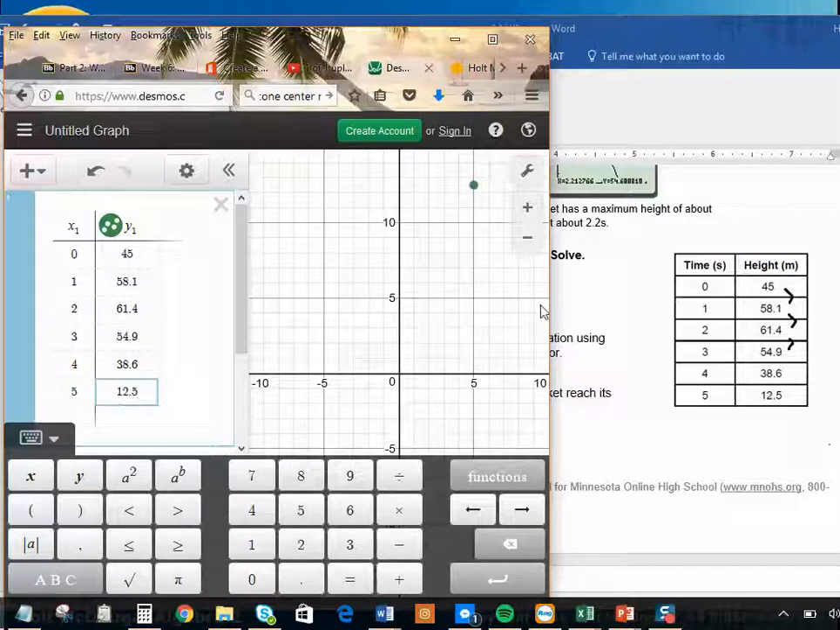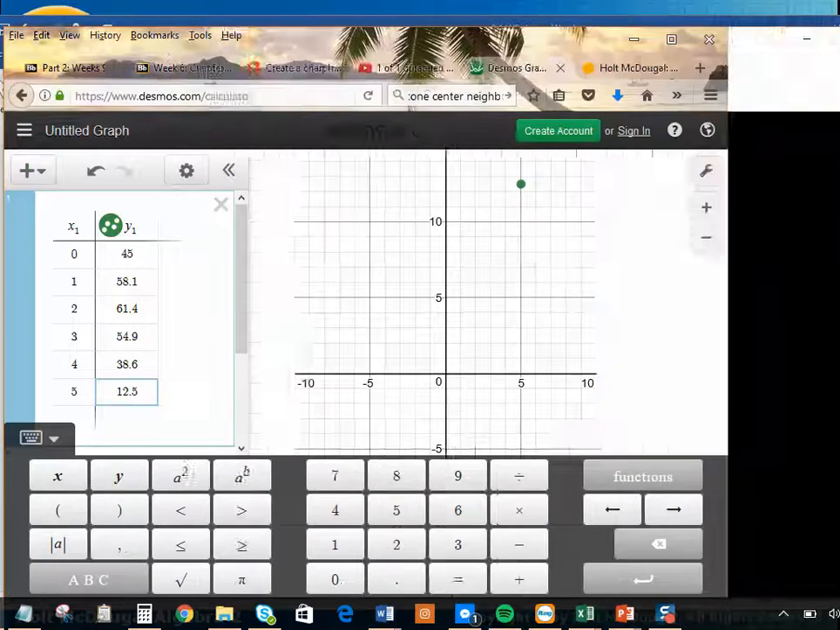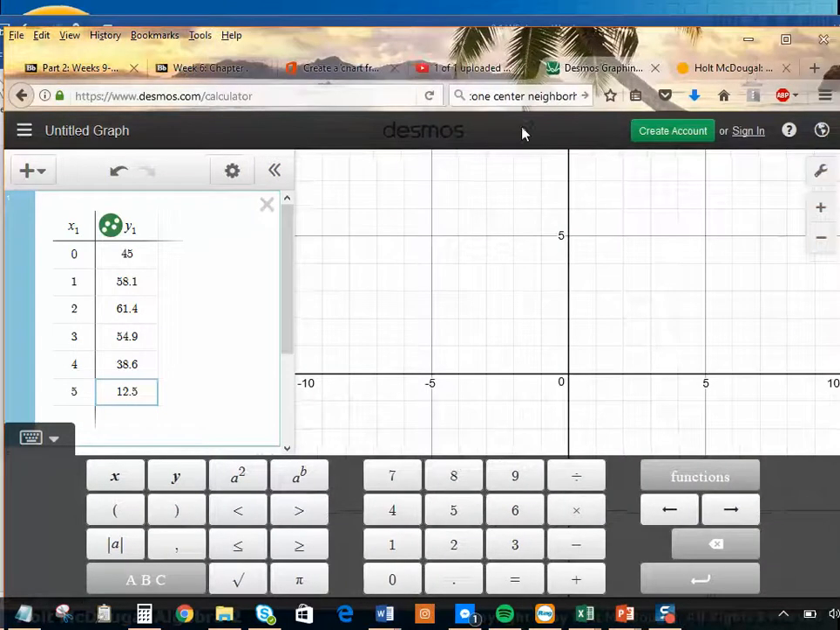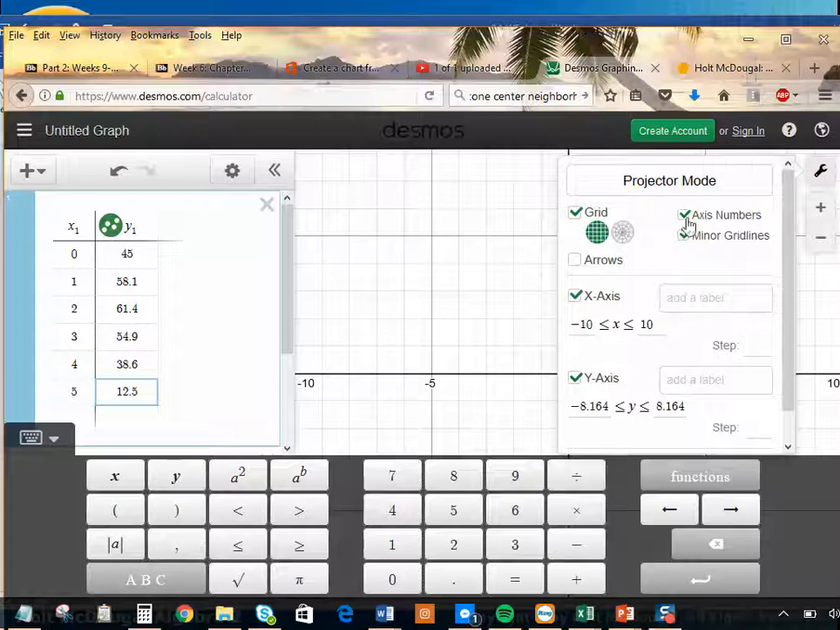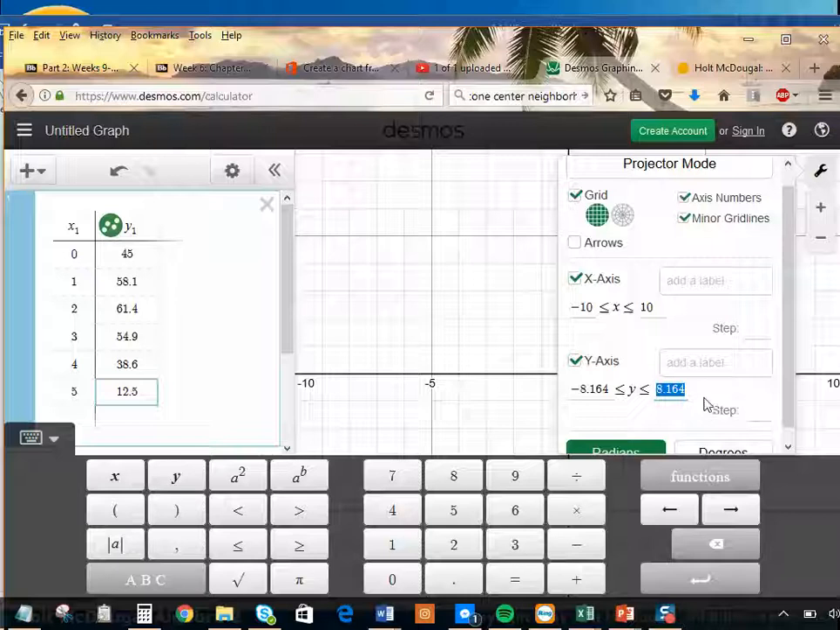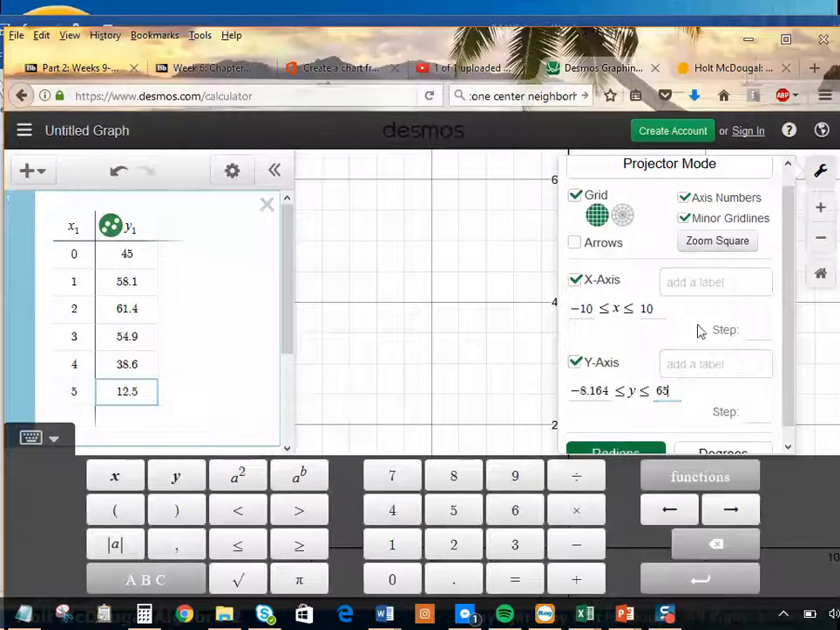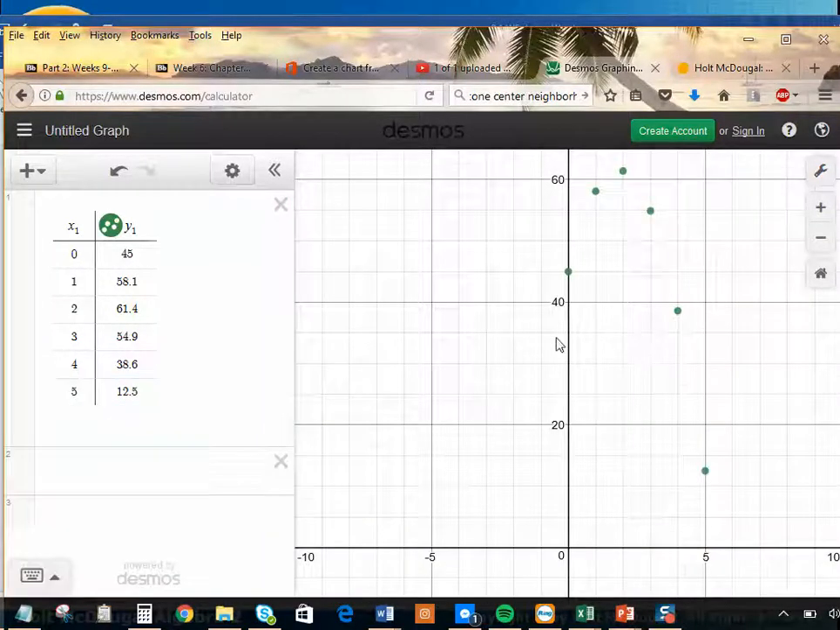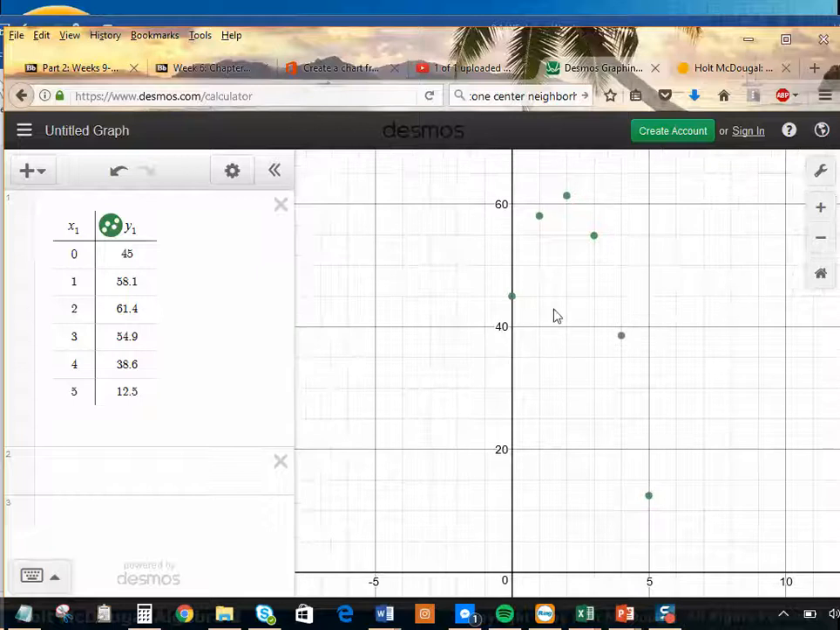Okay, so I'm going to make this a little bigger. Got our data. All right, so I can't see my points because the Y values are too high. So remember, click on that little wrench. My x-axis is fine the way it is, but my y-axis is not showing what I need it to show. I need it to go up to and past like 61, so I'll say 65. Okay, so now I can see that this does indeed go up and then come back down. So it does look quadratic.